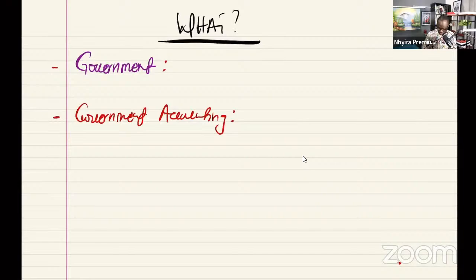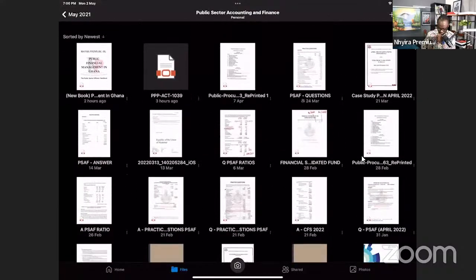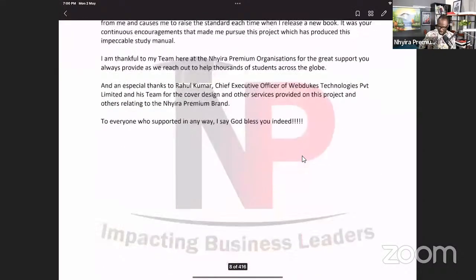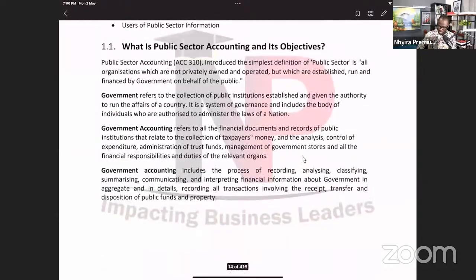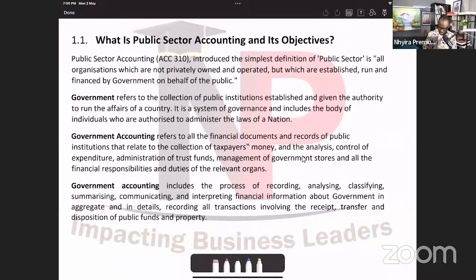So I'm going to just open up my slide here, and refer to my slide. It's the collection of public institutions established and given the authority to run the affairs of what? The country. Okay, so when we say the government, we are referring to the collection of institutions who have been authorized to run the affairs of the country, period. That is what we mean by government. On that basis, these institutions are required to keep records.